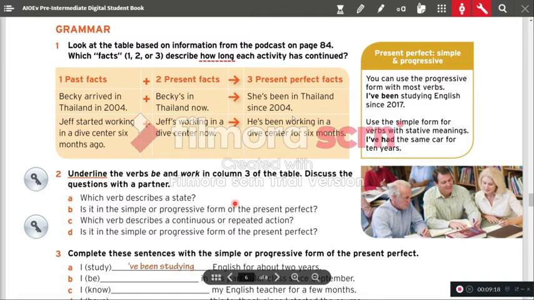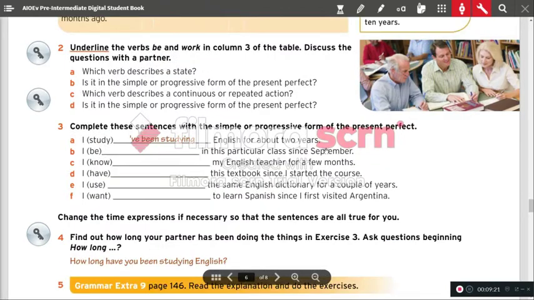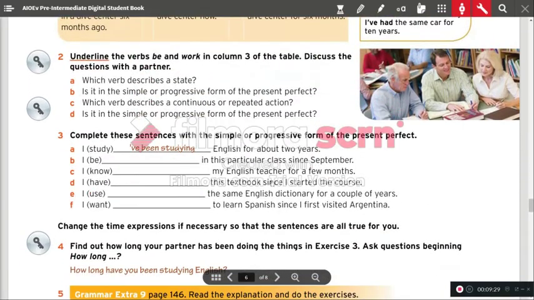Now, let's continue with exercise number 3 that says, complete these sentences with the simple or progressive form of the present perfect. So what you're gonna do here is that we have these verbs and you're gonna change them to present perfect, but you have two options. You can do it in the simple form or in the progressive form. How do you know what's the difference?